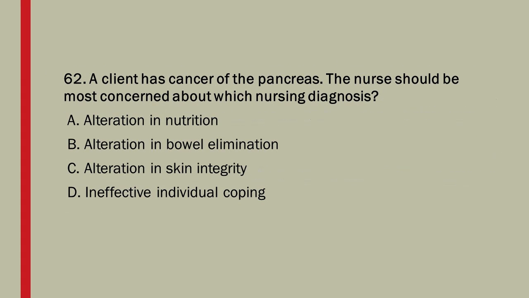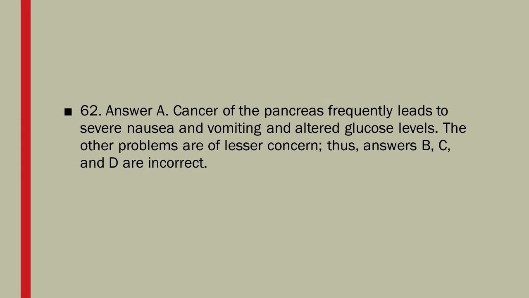62. A client has cancer of the pancreas. The nurse should be most concerned about which nursing diagnosis? A. Alteration in nutrition. B. Alteration in bowel elimination. C. Alteration in skin integrity. D. Ineffective individual coping. 62. Answer is A. Cancer of the pancreas frequently leads to severe nausea and vomiting and altered glucose levels. The other problems are of lesser concern, thus, answers B, C, and D are incorrect.